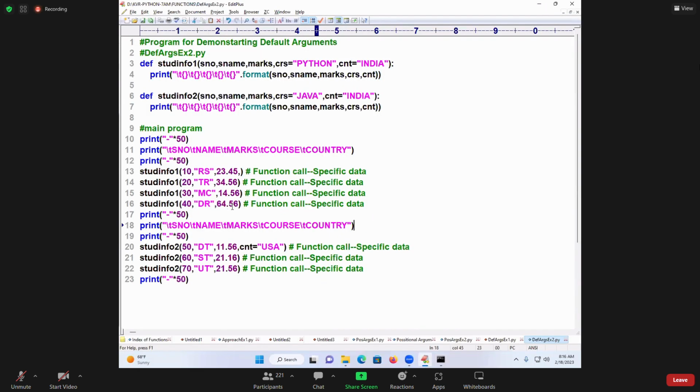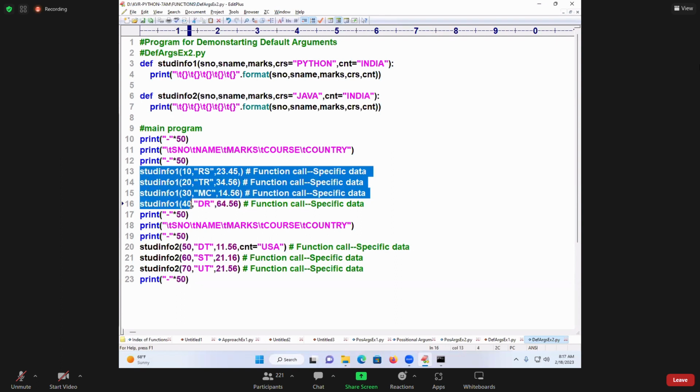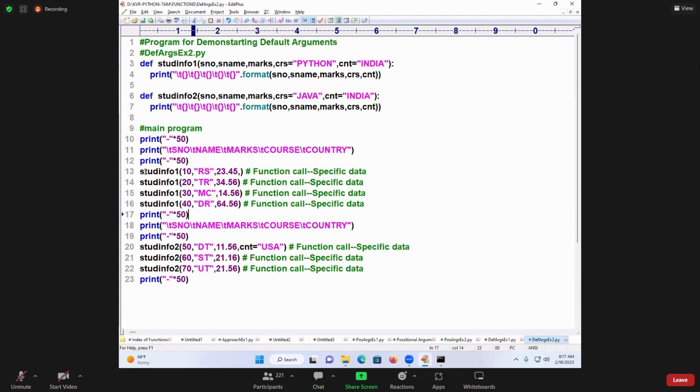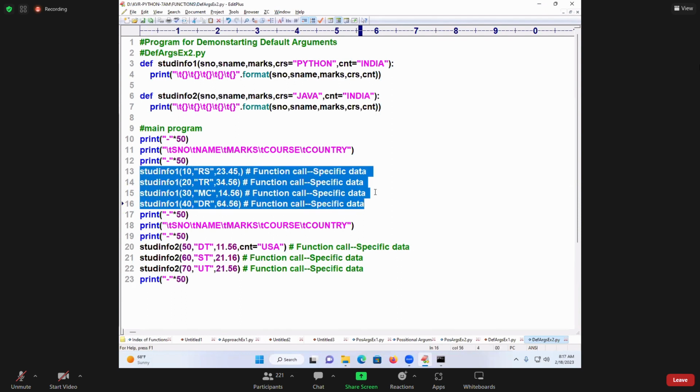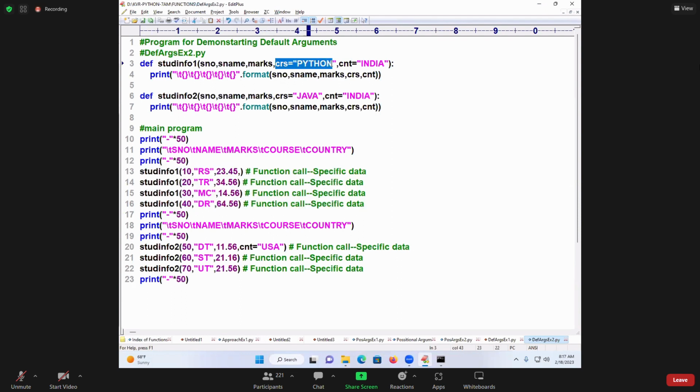And I hope you are following CNT is equal to. At present, don't worry about the keyword arguments concept. Let it be. First of all, are you understanding this? Tell me, when do you go for a default argument, students? When there is a common value for multiple function calls of the same family. Student info 1, same family. What is the same value? Python India.